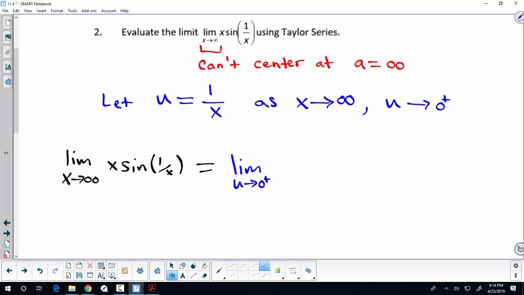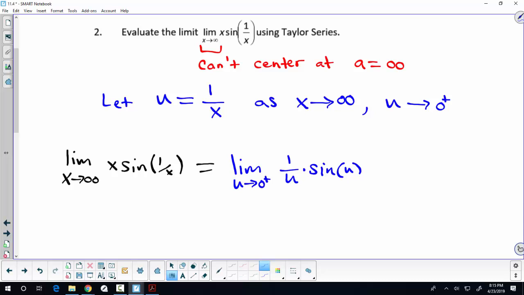What is x? u to the negative 1, 1 over u. We have 1 over u times the sine of u. So that was issue number 1.